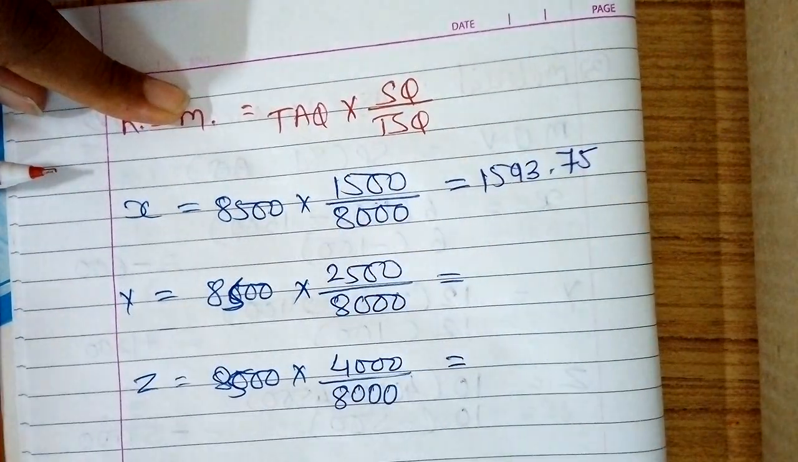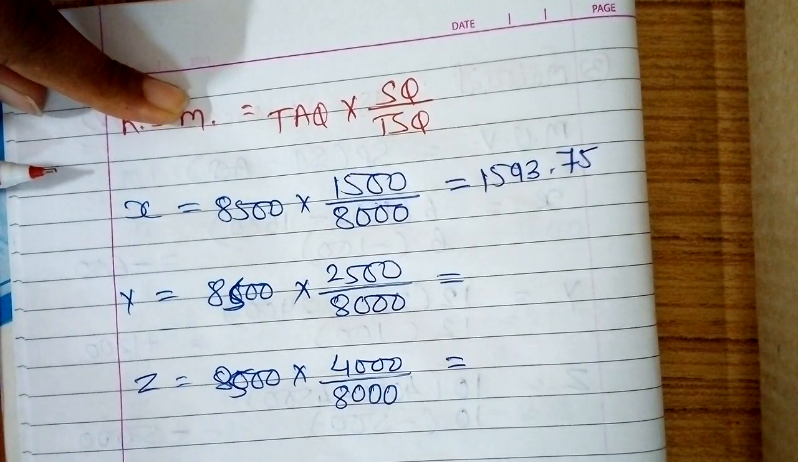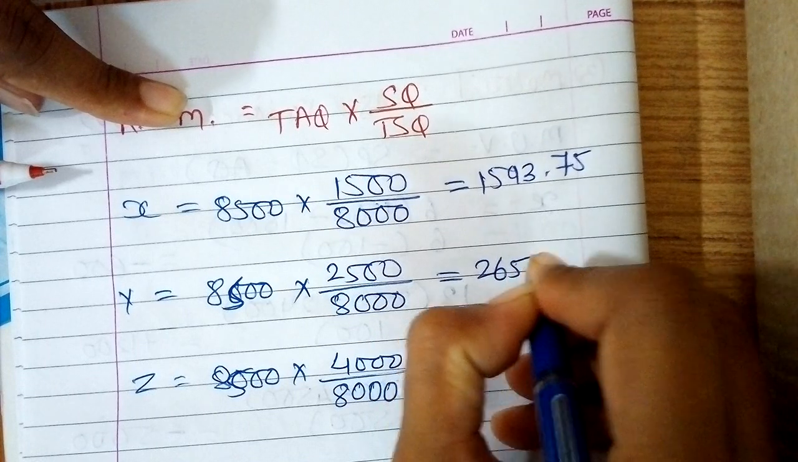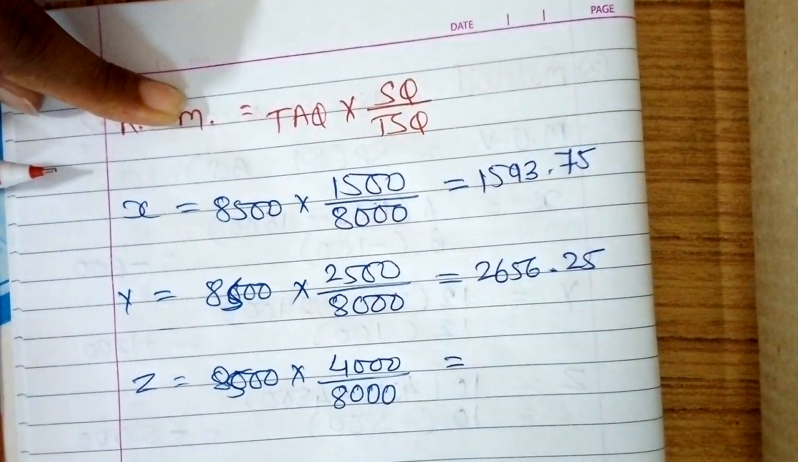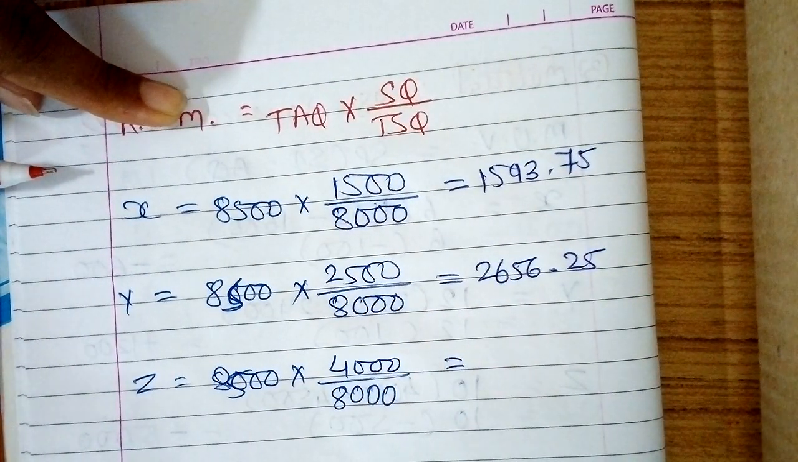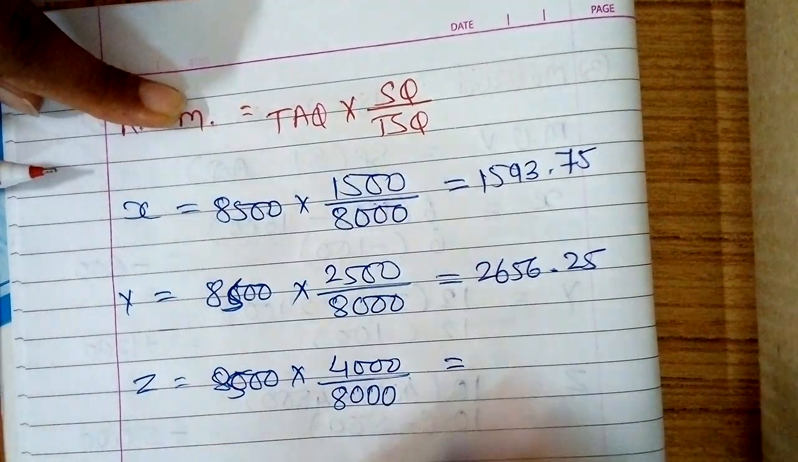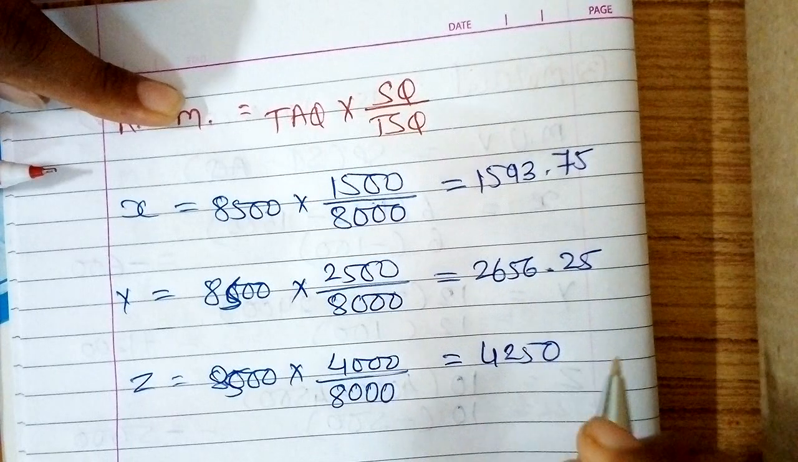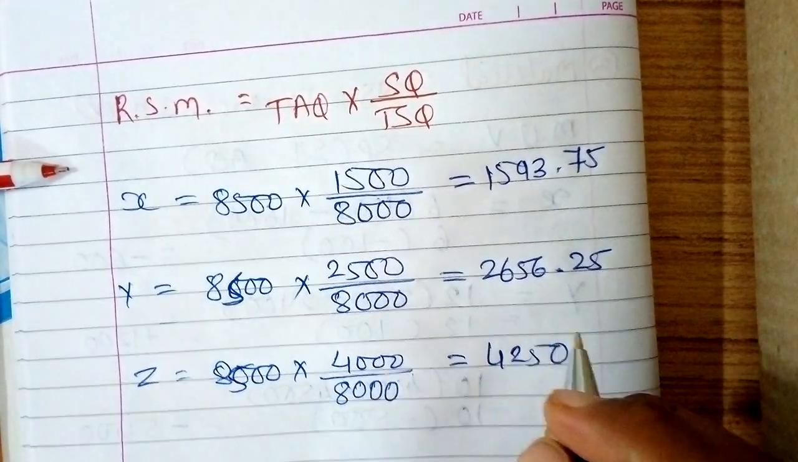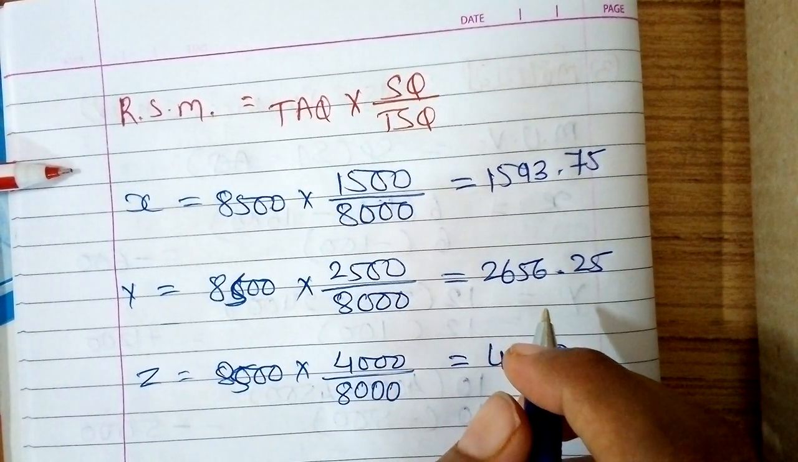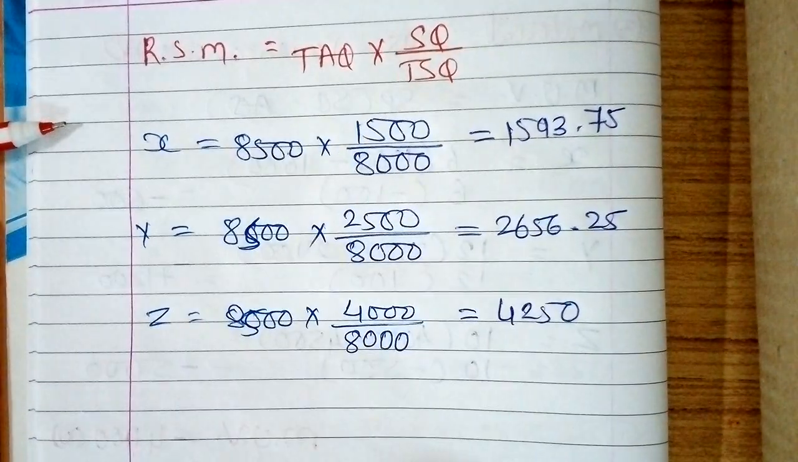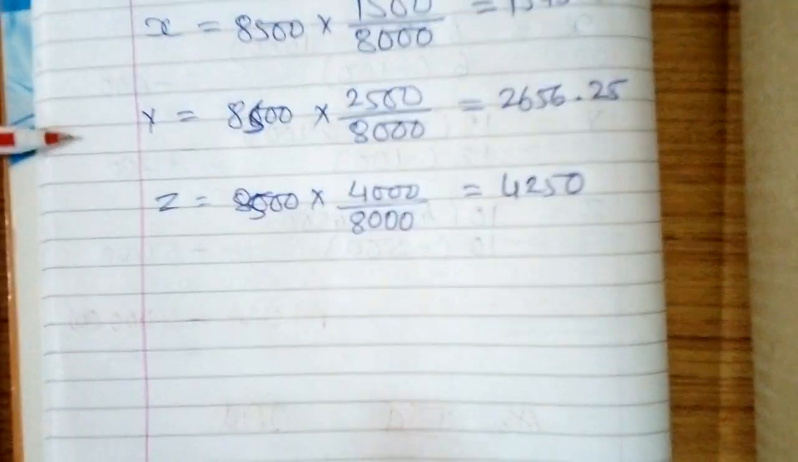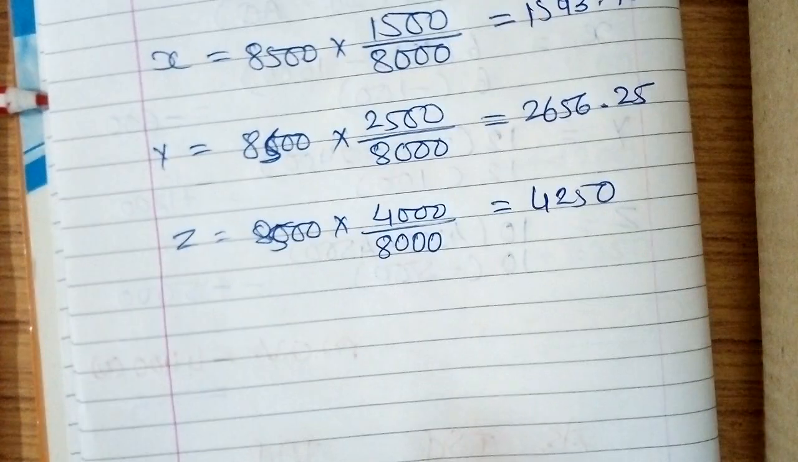1593.75. Let it be as it is. 8500 into 2500 divided by 8000. So this will be 2656.25, and 8500 into 4000 divided by 8000. This would be 4250. Okay. So now this is the calculation of revised standard mix, right?